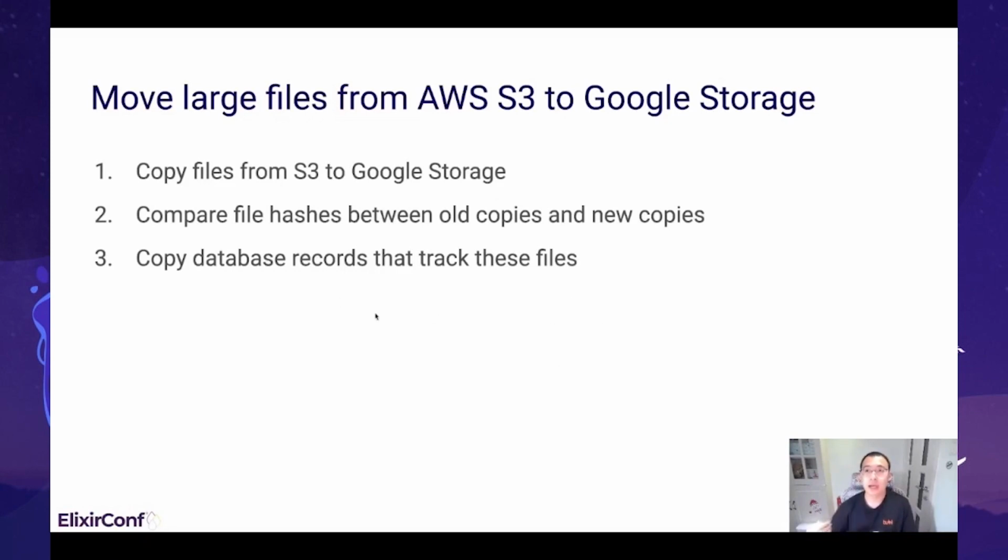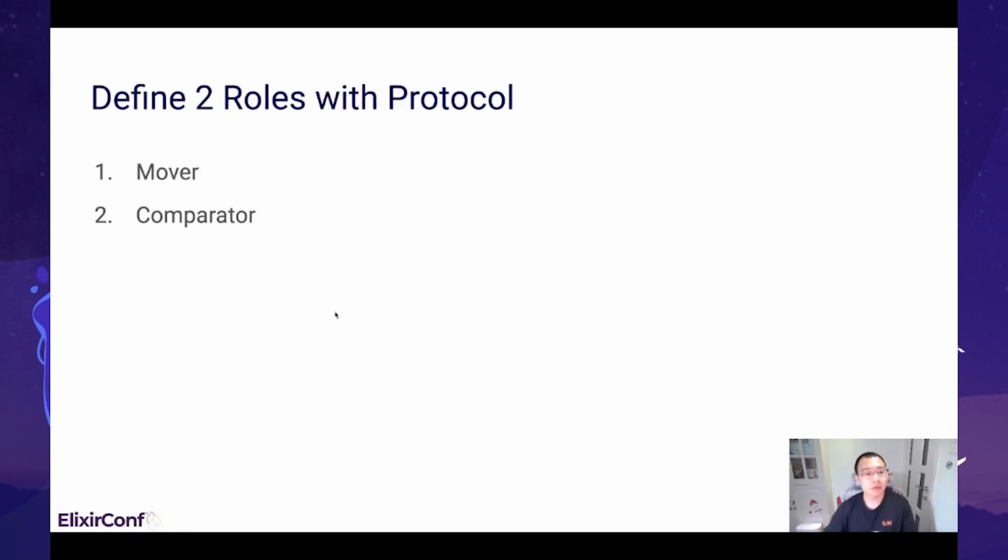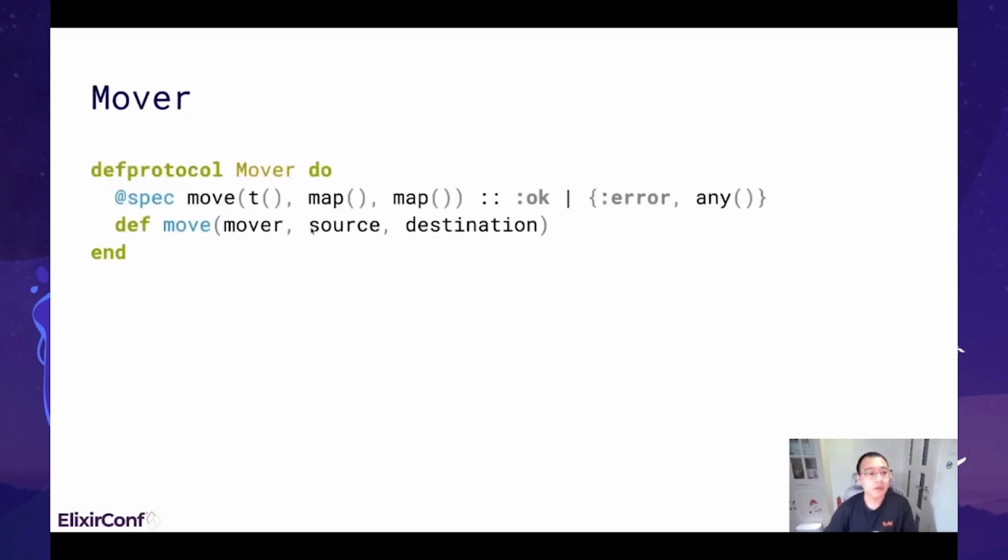With role-based design, we can define 2 roles with protocols. One is called Mover, and another is called Comparator. Let's see how to define them in Elixir. First, Mover is the role whose job is to move data from source to destination. The data might be files, or objects, or database records. And the interface is very simple.